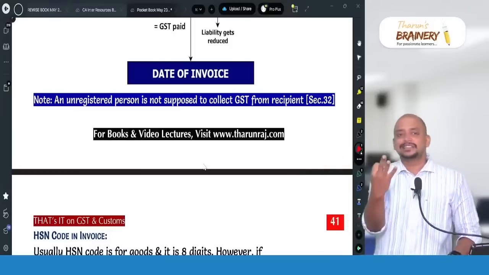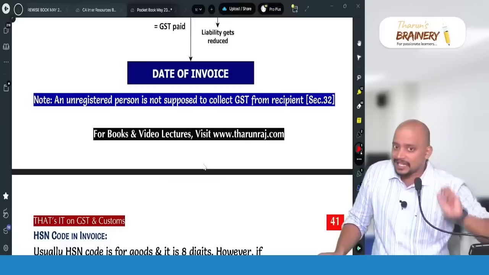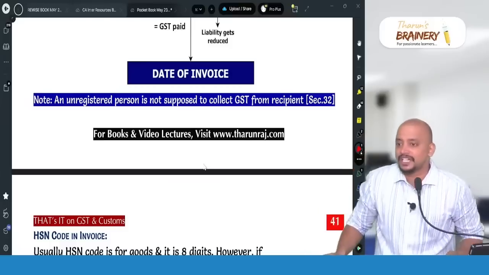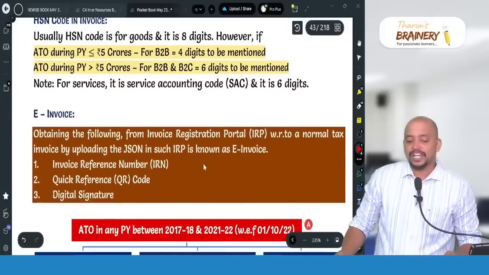Then section 33 we discussed. What is 33? Tax component should be shown separately in the invoice. Section 34 also we discussed, debit notes and credit notes. Okay, and we have some more aspects.